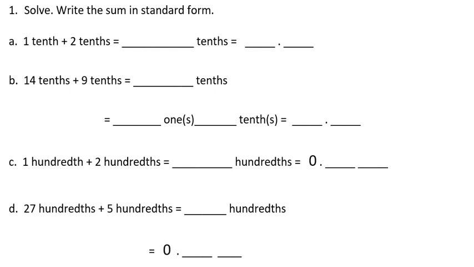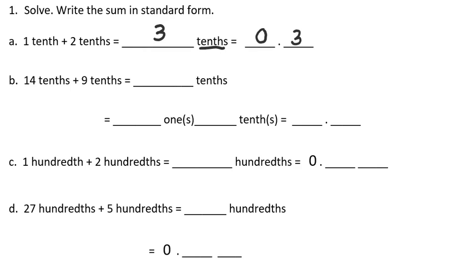Question A is 1/10 plus 2/10. Well, if I have 1/10 and I add another 2/10 to it, that would give me 3/10. Now I need to write 3/10 as a decimal. So I'll write 0 for the ones place and then 3 in the tenths place.